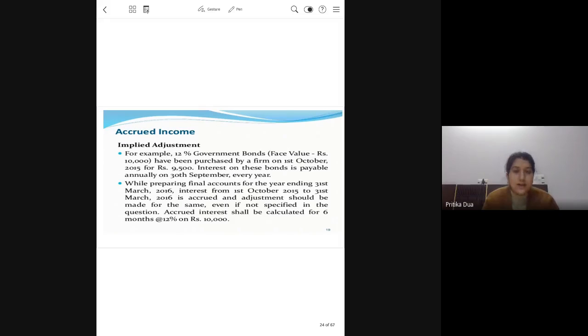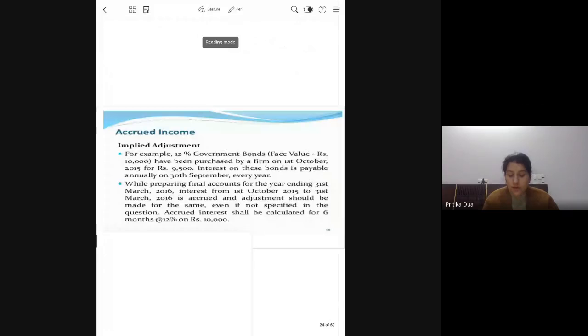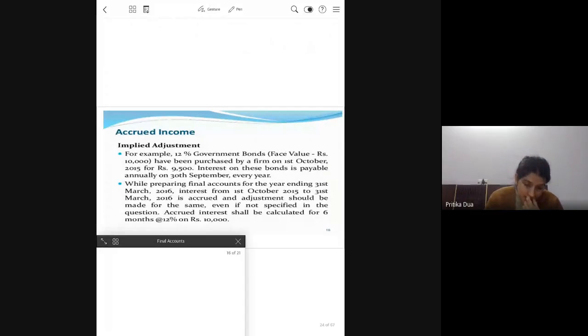So I'll take an example, and with that I will show you how this is treated. For example, 12% government bonds, face value 10,000, have been purchased by a firm on 1st October 2015 for 9,500. Interest on these bonds is payable on 30th September every year. So let's jot down the important points which are given here, and then I'll explain what the adjustment is trying to say.